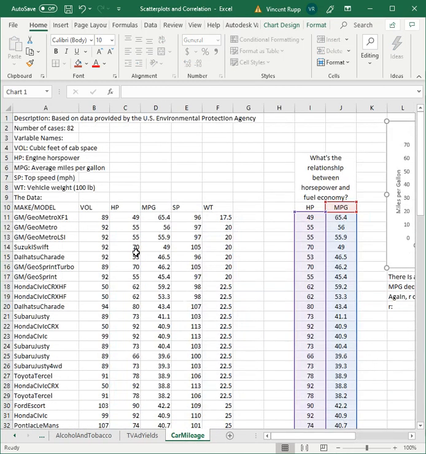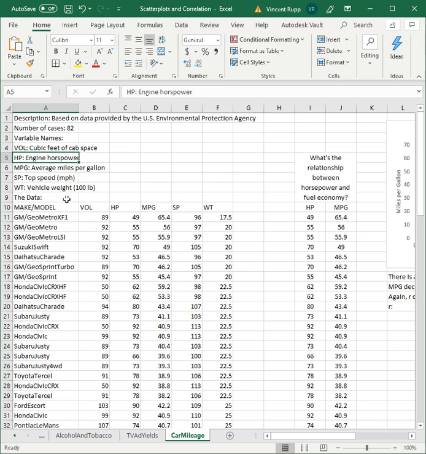So here we have data on some classic cars. I don't know the exact year, but there are 82 cars here. You can guess this data is a little old because you have things like the Subaru Justy, the Geo Metro, and such. But we have the cubic feet of cab space, horsepower, miles per gallon, top speed, and the vehicle weight that they somehow, for some reason, put in hundreds of pounds. So the question we want to answer is, what's the relationship between horsepower and fuel economy? So we want to predict fuel economy in terms of miles per gallon based on the horsepower.